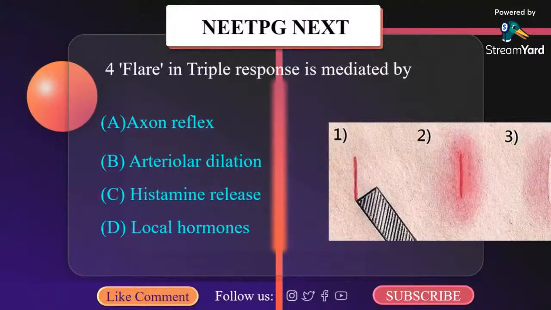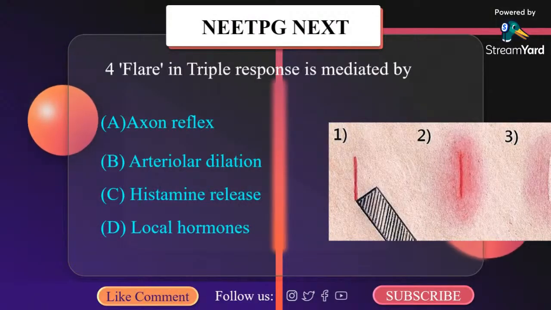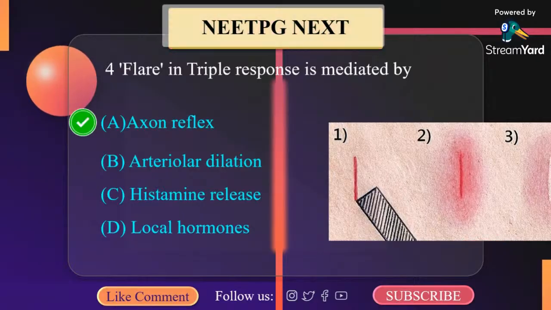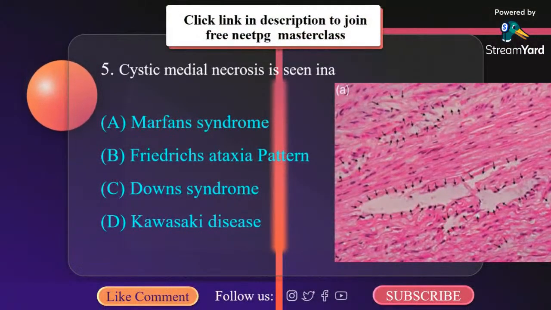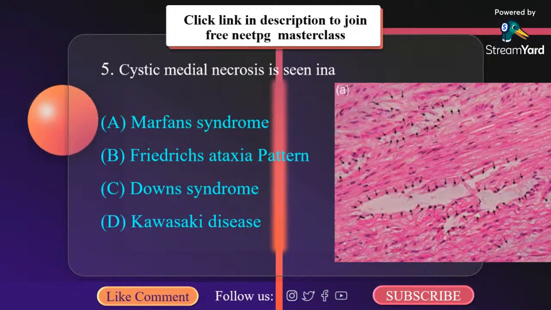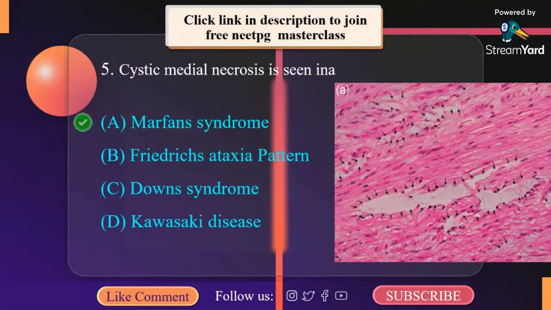Flare in the triple response is mediated by A. axon reflex, B. arterial dilatation, C. histamine release, D. local hormone. It is axon reflex. Cystic medial necrosis is seen in A. Marfan syndrome, B. Friedreich's ataxia, C. Down syndrome, D. Kawasaki disease. It is Marfan syndrome.